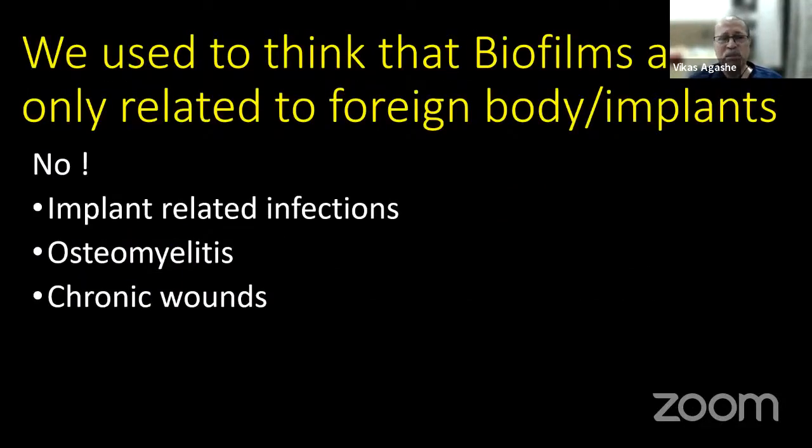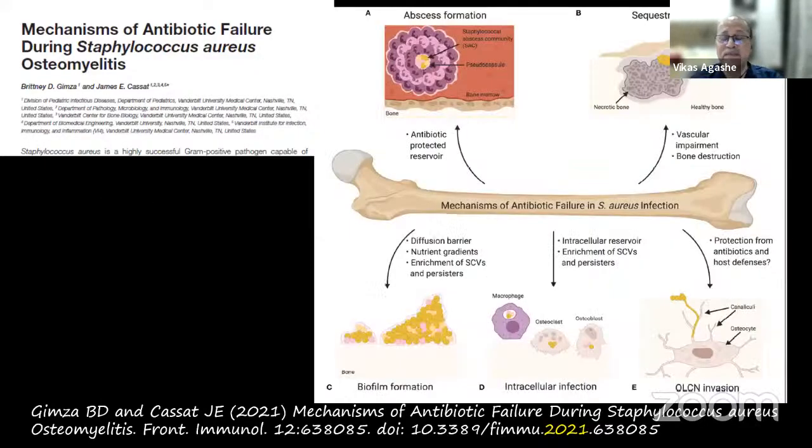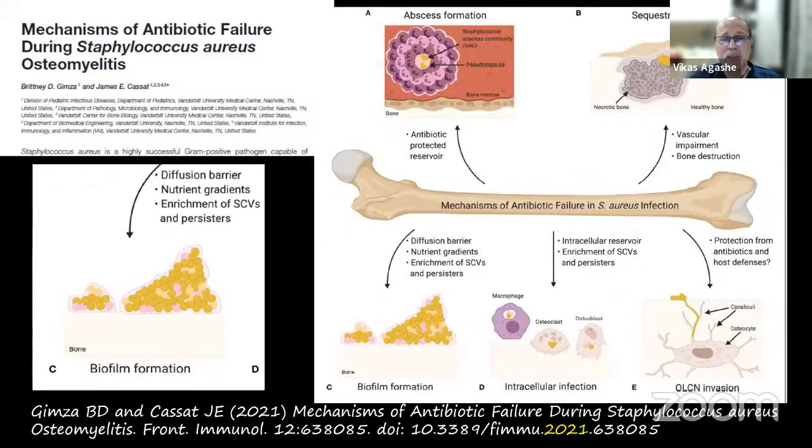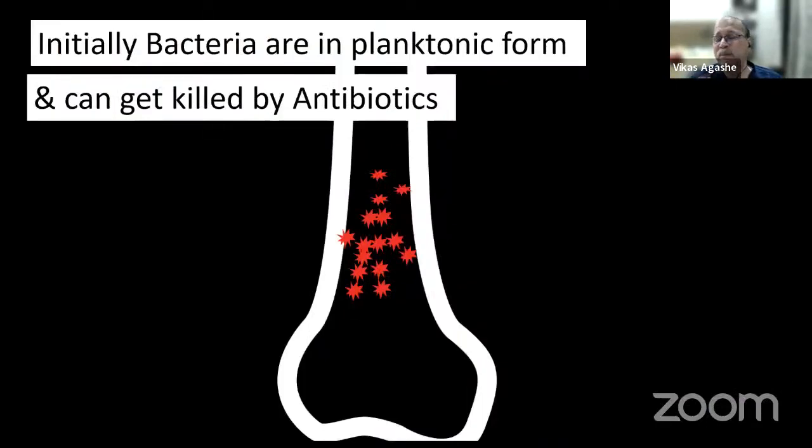One of the most important things, even in hematogenous osteomyelitis, is biofilm. We used to think that biofilms exist only in implant-related infections. But no, even in hematogenous osteomyelitis, biofilm forms, and that is the reason why the bacteria would persist. There are several other mechanisms, but the most important is biofilm.